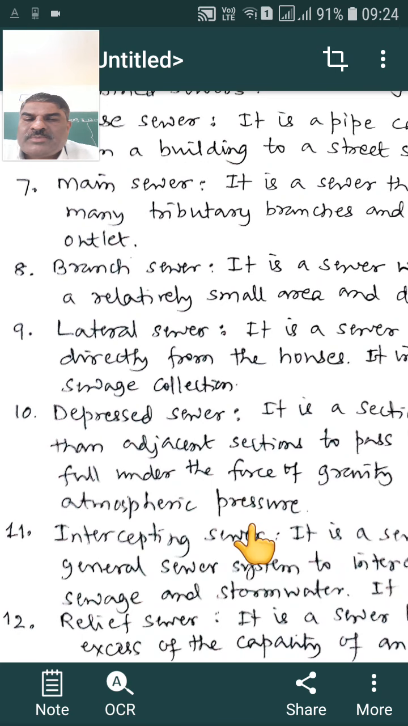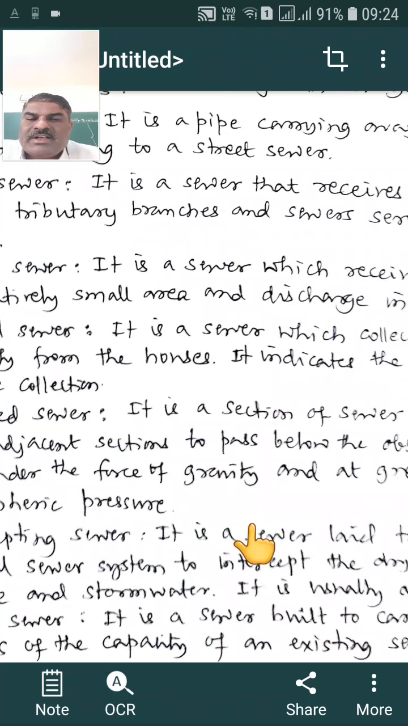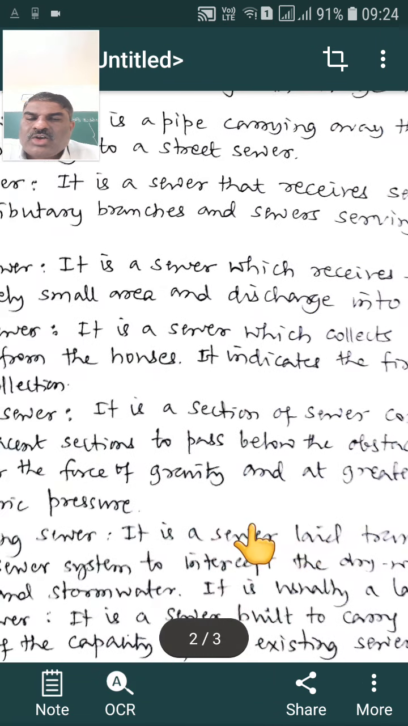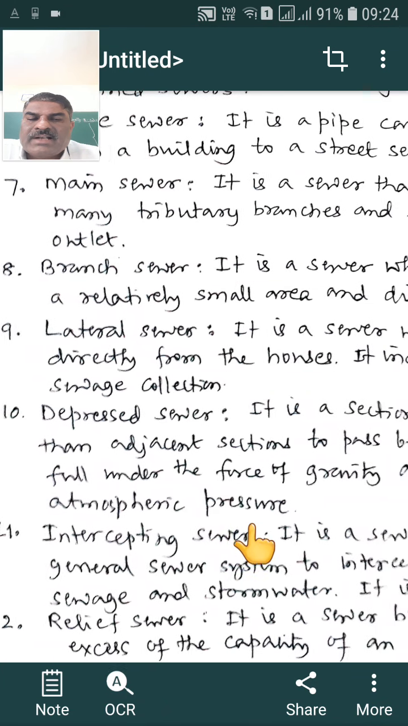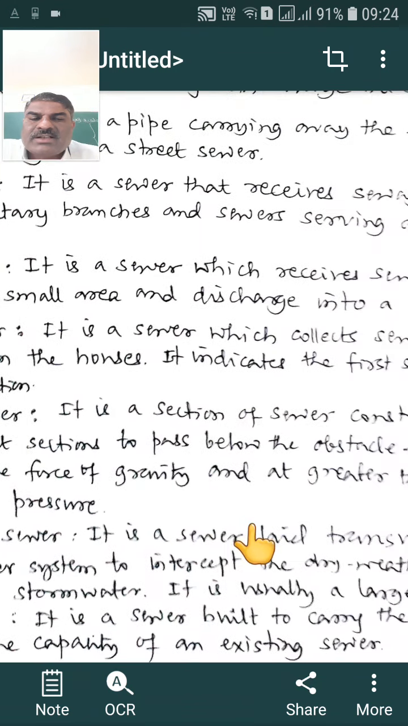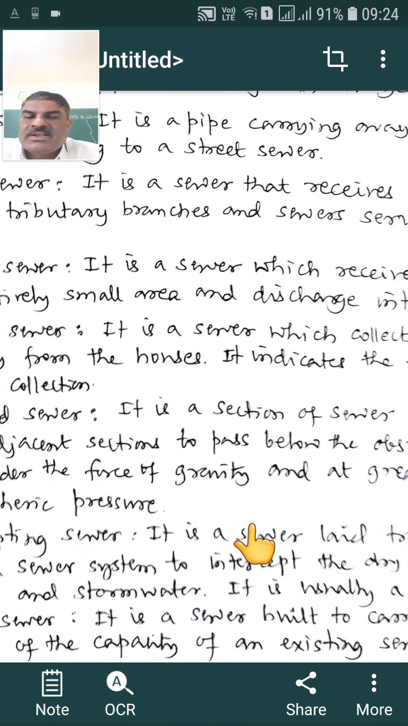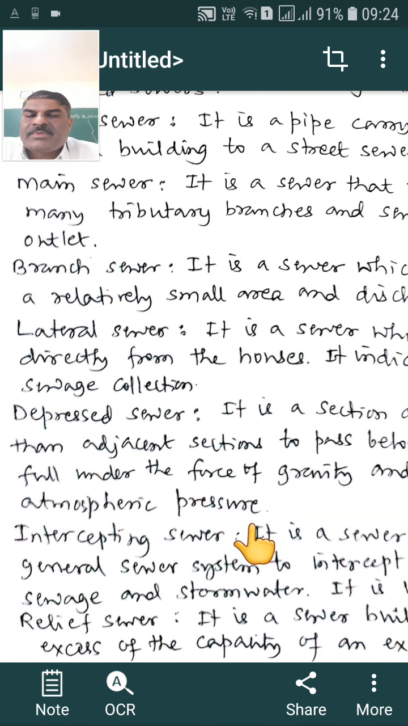Then coming to depressed sewer. It is a section of sewer constructed lower than adjacent sections to pass below an obstacle. Usually sewers are laid straight, but if any obstacle comes, at that time we have to take the sewer down below the obstacle. Such a sewer will be referred to as a depressed sewer.